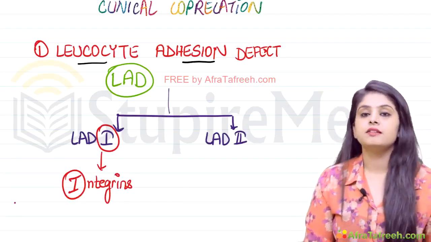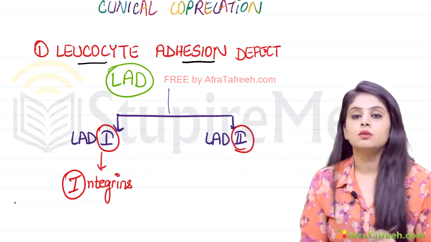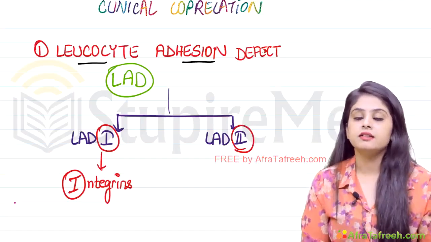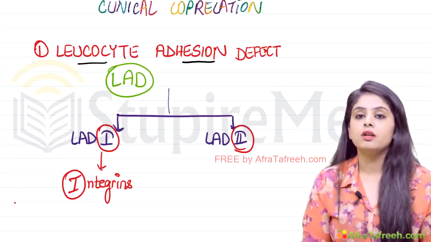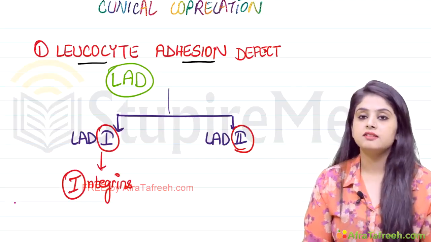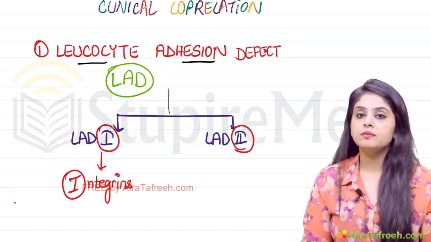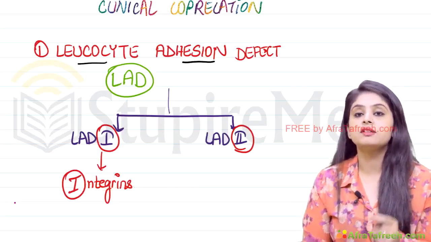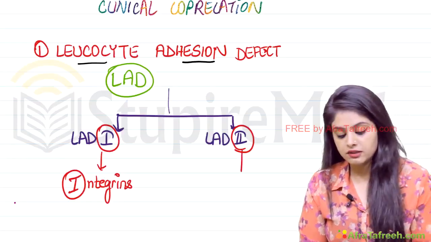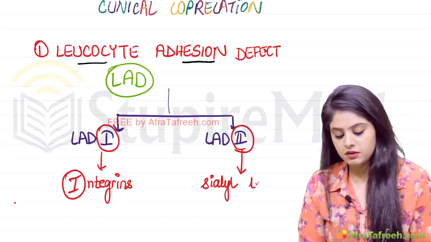Automatically, if integrins are defective in type 1, what is defective in type 2? What was the other molecule that was helping in weak adhesion? Selectins. I want you to recall that the selectins were the P and the E selectins. What was the molecule that P and E selectin was binding to? I hope you can recall it was the sialyl Lewis X. It is actually that which is defective.